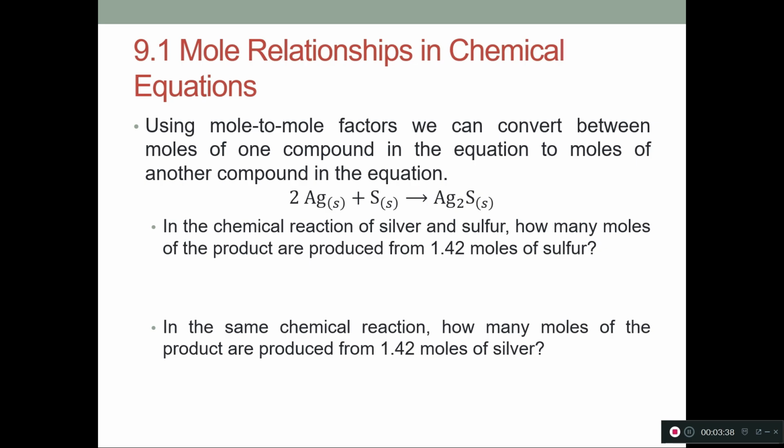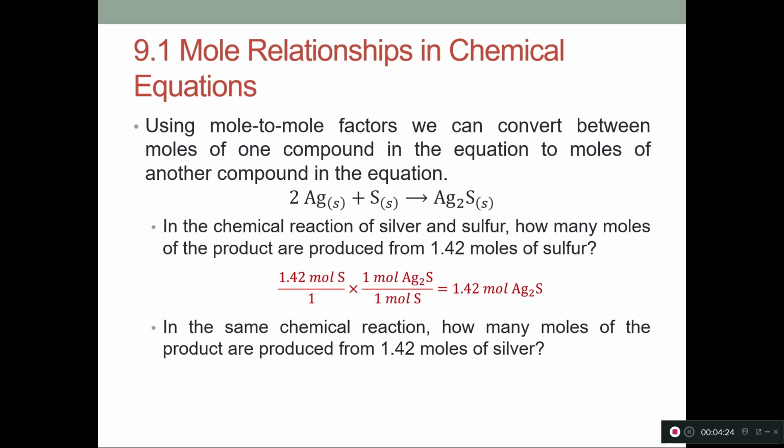and those would also be conversion factors that you can use. And we can use these mole-to-mole factors to convert between the moles of one compound in the equation and moles of another. So again, if we use our example here of the 2 silver plus 1 sulfur becoming silver sulfide, in the chemical reaction of silver and sulfur, how many moles of product are produced from 1.42 moles of sulfur? And so to do that, we use this. So the 1.42 moles of sulfur will cancel out with the 1 mole of sulfur on the bottom, and we are left with the moles of the silver sulfide. And this is just a 1-to-1, so we will end up with the same number of moles of the silver sulfide as we had of the moles of sulfur.